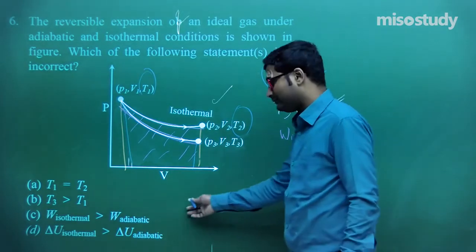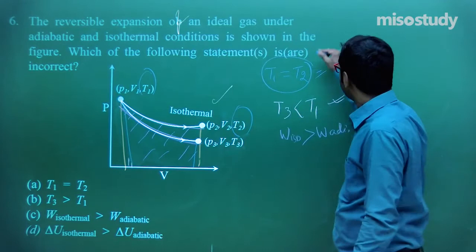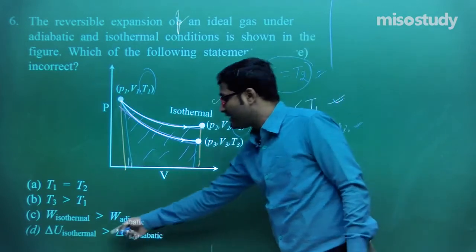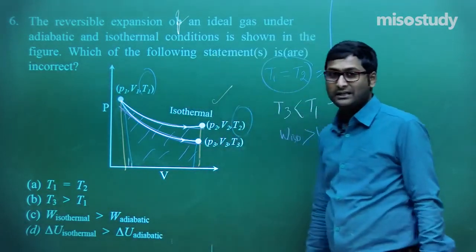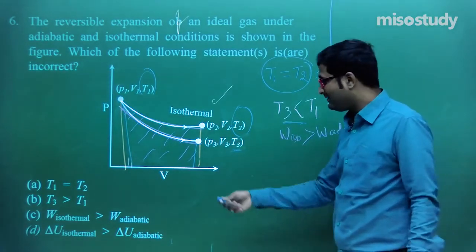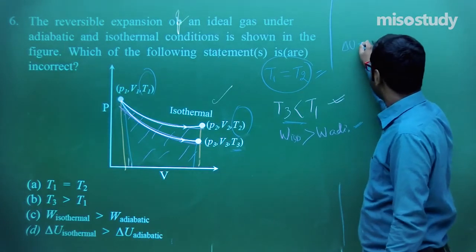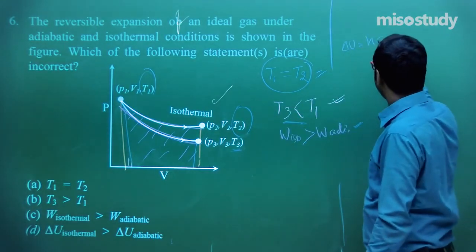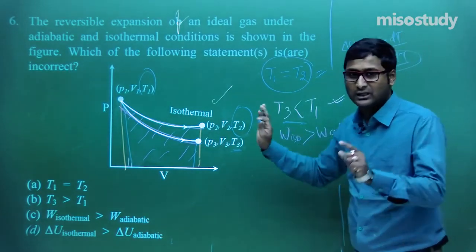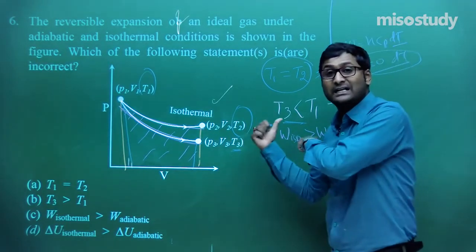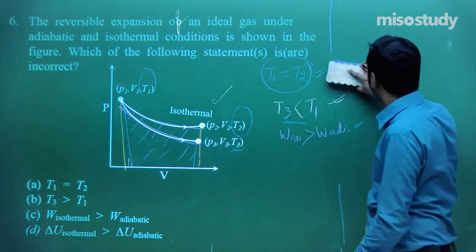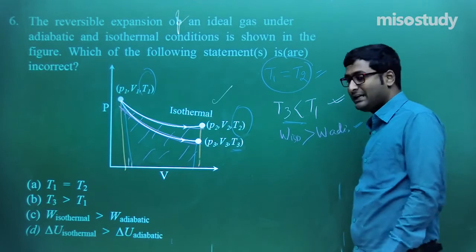Now what about delta U? As we know, it is very simple. The change in internal energy in the isothermal process is more than the change in internal energy in the adiabatic process. Why? Because T3 is less than T1 in this case, and in the isothermal process, n Cv dT, we write this: if dT is equal to 0, then delta U is equal to 0 in case of the isothermal process, but in the adiabatic process, delta U will be negative. So definitely the isothermal process has a higher value of internal energy change than the adiabatic process.